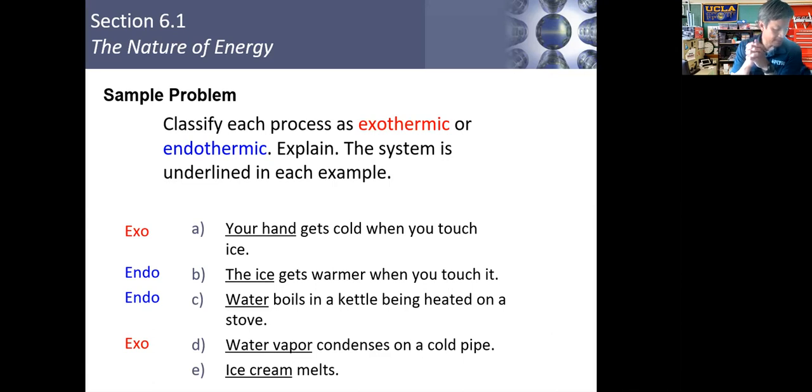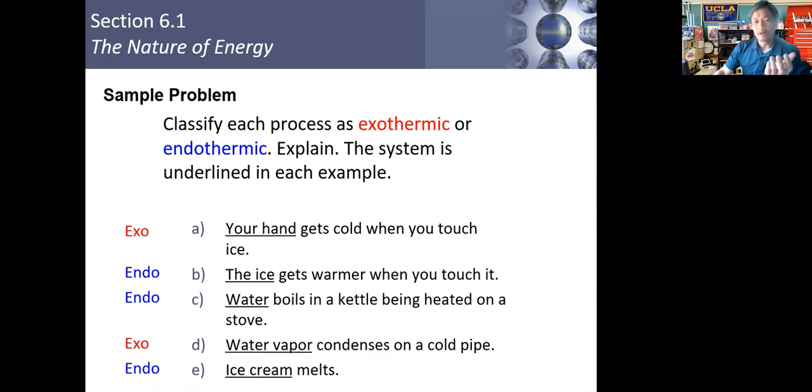Okay. So with that said, let's go ahead to ice cream melting. In order for ice cream to melt, it has to absorb heat, so therefore it is also going to be an endothermic process. Just real quick, going back, water evaporating, on the other hand, is going to be an endothermic process. If condensation is an exothermic process, evaporation is going to be an endothermic process.